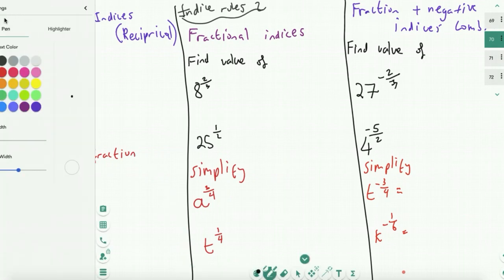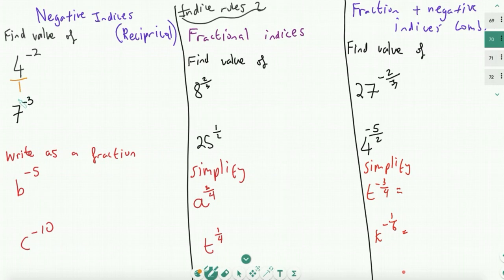It's not going to be negative 4. If we write 4 as a fraction, it'd be 4 over 1. So the opposite of 4 over 1 is going to be 1 over 4. And then the 2, the indice, it becomes positive and goes on the denominator. So 1 over 4 squared, and we can simplify that to 1 over 16. And that would be our answer.